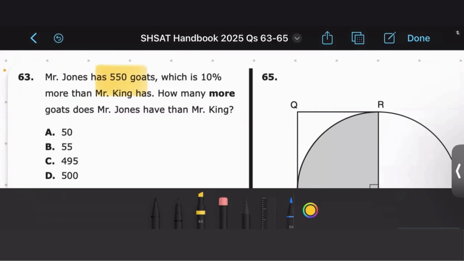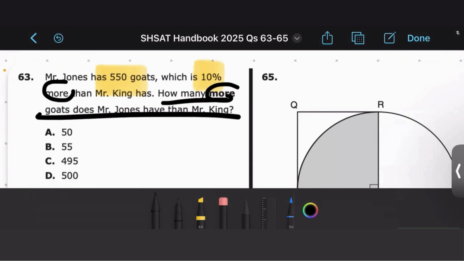Mr. Jones has 550 goats, which is 10% more than Mr. King has. How many more goats does Mr. Jones have than Mr. King? So I'm just going to solve this by writing out a simple equation.